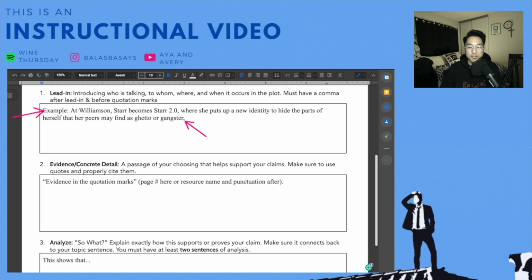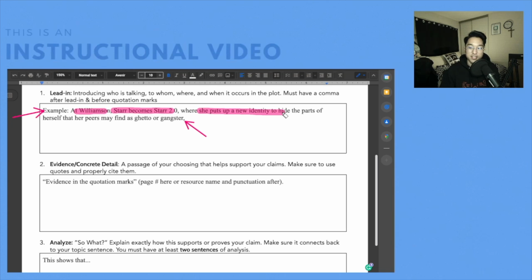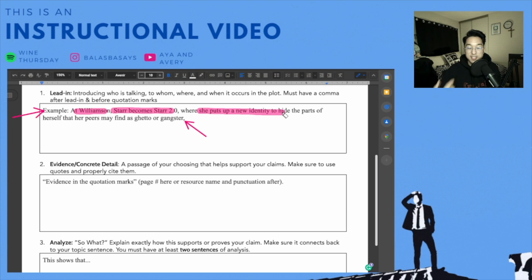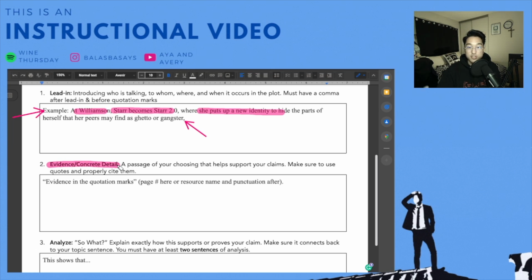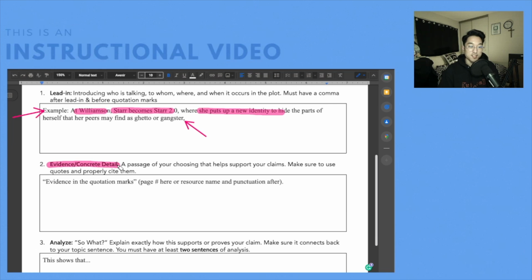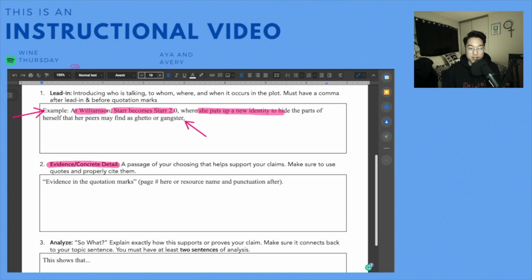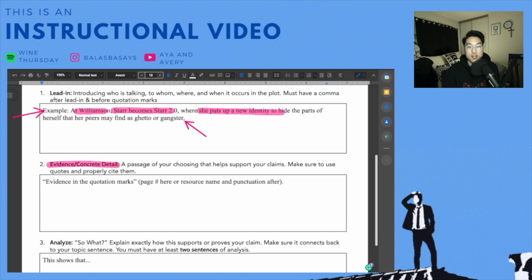Emphasizing that comma. If we're looking at this example, right, the writer answers where, we can see who they're talking about, Star, and specifically when. She puts up a new identity to hide parts of herself that her peers may find as ghetto or gangster. Though that is not a specific time, it does give the reader enough context which sets you up for the evidence or concrete detail. Now we know that the writer is probably going to choose a passage from one of the chapters where Star is kind of switching between Garden Heights Star and the Star that she is at school. So we haven't even gotten to the passage that the writer is using. And yet we already have a full image of what they're going to reference, an example of Star's multiple identities.